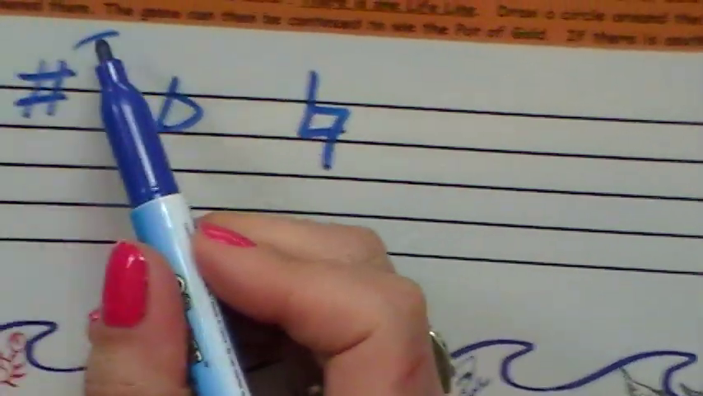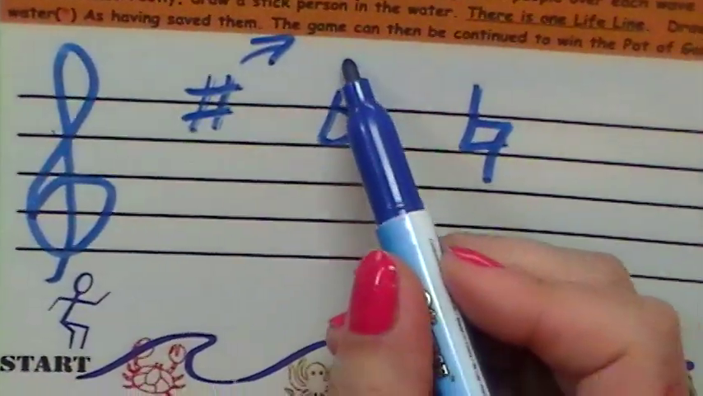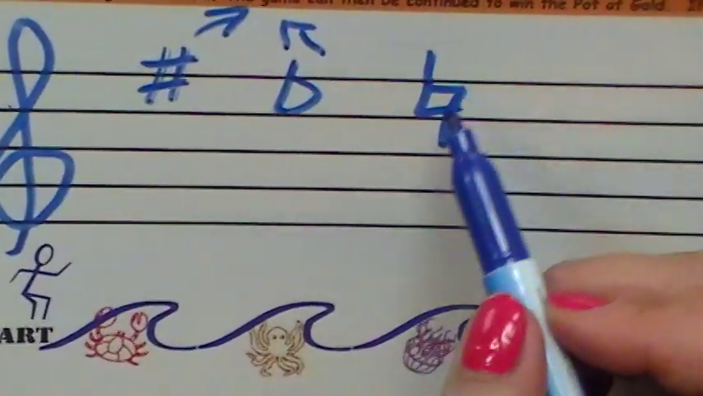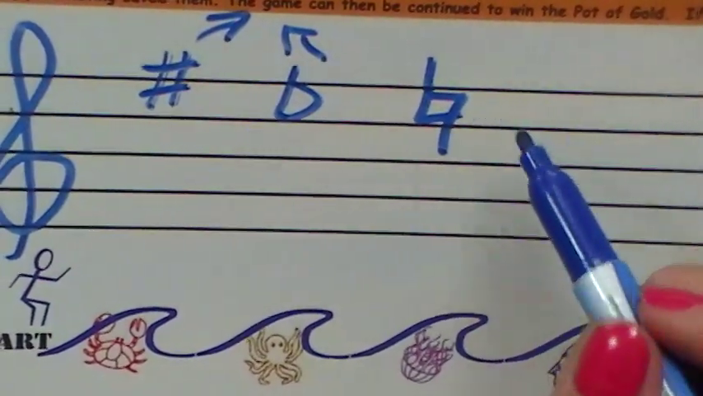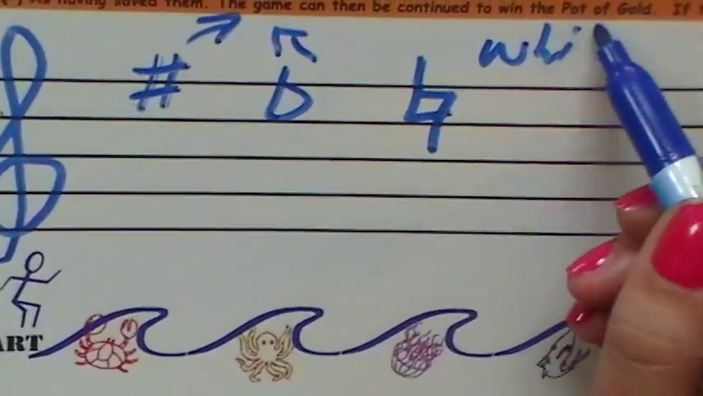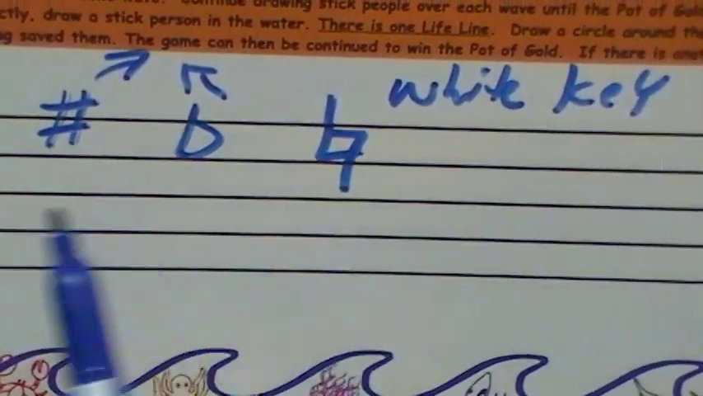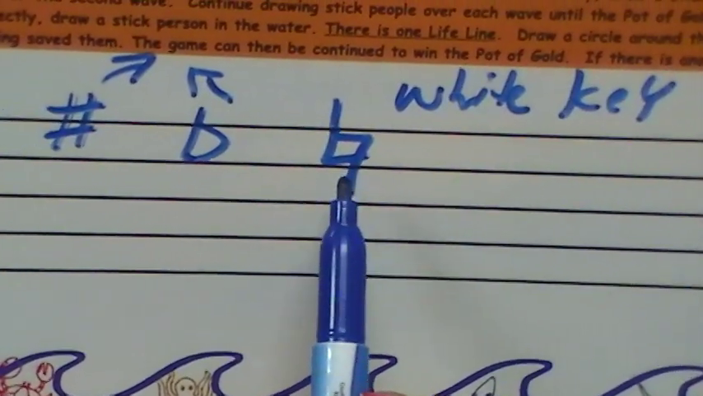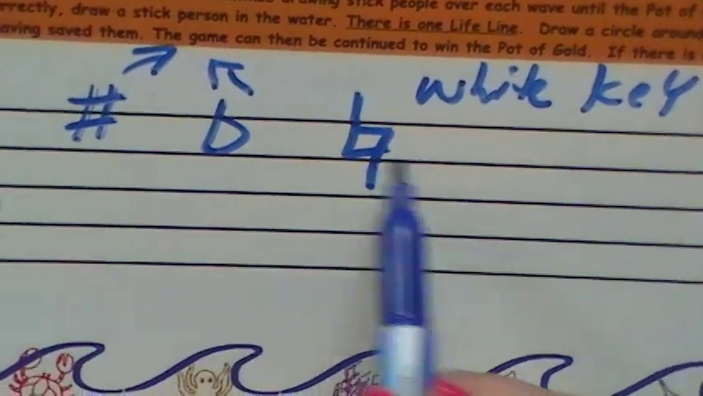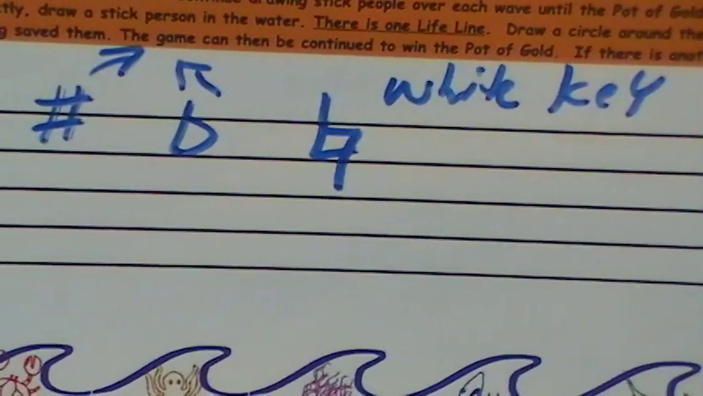A sharp raises the note by a half step, a flat lowers the note by a half step, and a natural is always played on a white key, and it cancels any sharp or flat, or if, say, there's a key signature, it would cancel that key signature just for that note in that measure. All right, so let's take a look at this.